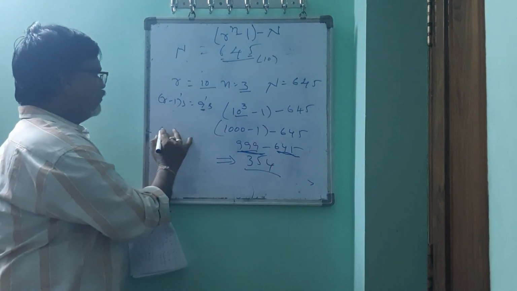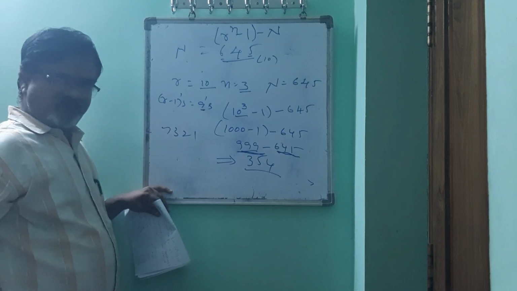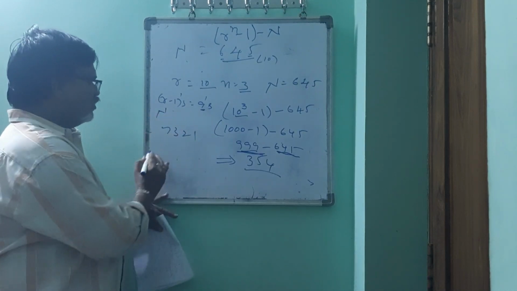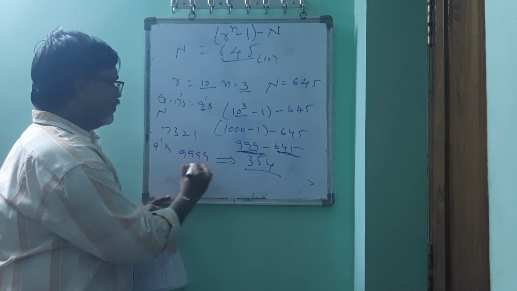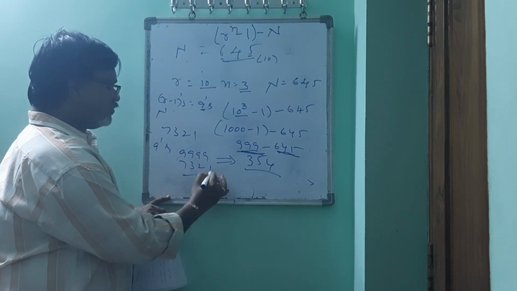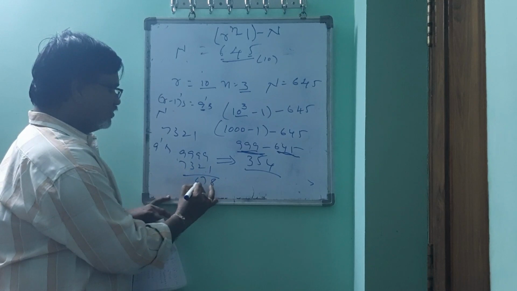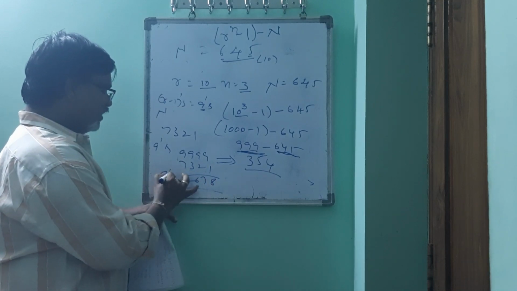For example, if the number 7321 is given and you want its 9's complement, simply subtract it from four 9's. That gives 2, 6, 7, 8. This is the 9's complement.